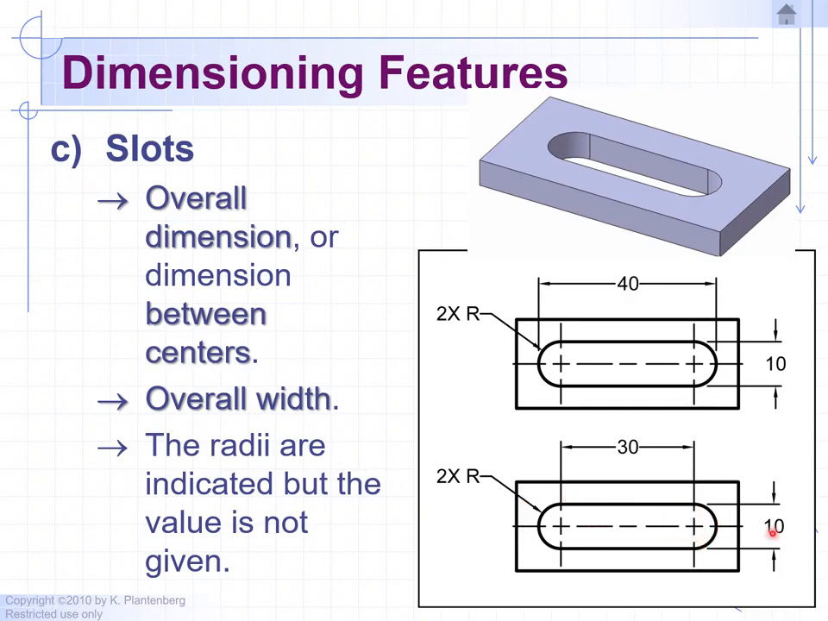The depth is 10. And again, because we can calculate the radius of 5, 5 is just half of 10. And then we leave out the 5 because it can be calculated. If you were to place the 5 in here, then you would be double dimensioning, which is not allowed. And we have the 2x telling us 2 places. So 2x, we have a radius with the same dimension, 5, and space. Okay, next slide.